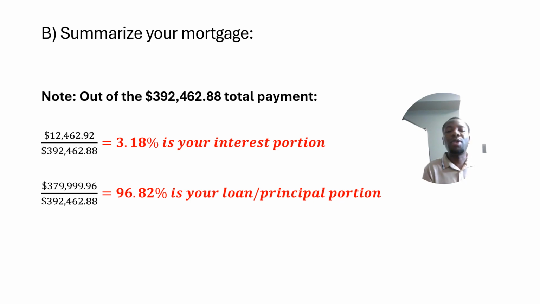A quick note: if you add your 3.18% plus 96.82%, you will see that the total will come up as 100%. So in this case, you will know that 3.18% went toward your interest payment, as well as 96.82% went toward your principal or main balance.